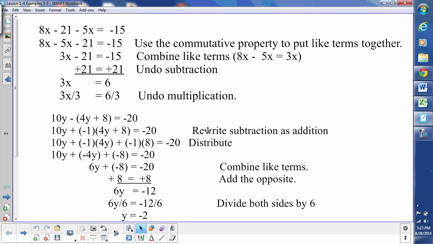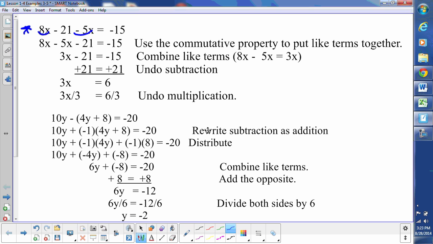Here we go. Sometimes you have to simplify before you solve your equations. Let's look at this example right here. 8x minus 21 minus 5x equals negative 15. There's a lot going on the left-hand side. I have an 8x and a negative 5x, so we're going to clean it up a little bit. We're going to do what we know how to do.